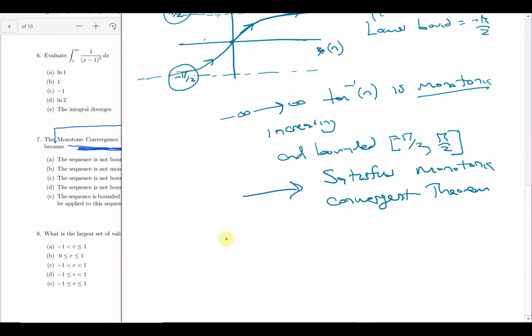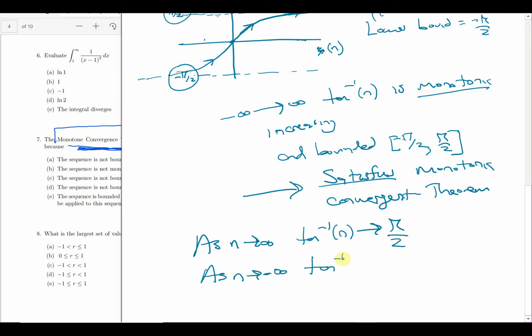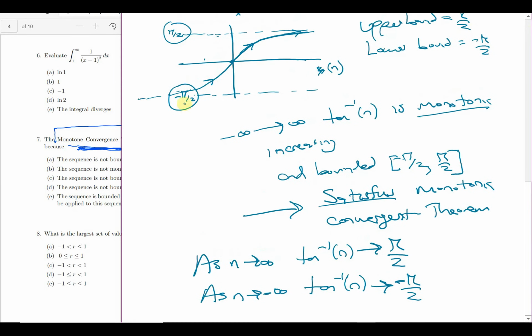So this function, we know that this satisfies by itself the tan negative 1, because as n tends to infinity, tan negative 1 n tends to pi halves. As n tends to negative infinity, tan negative 1 n tends to the other direction, negative pi halves. So we get closer and closer to negative pi halves in that direction, and closer and closer to pi halves in the other.